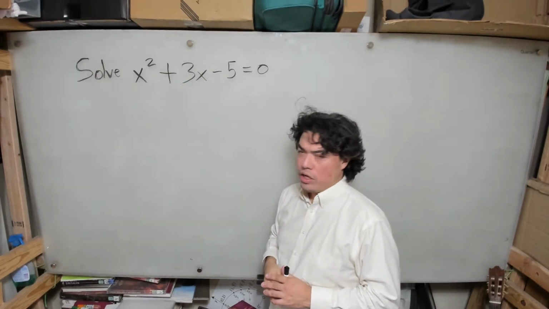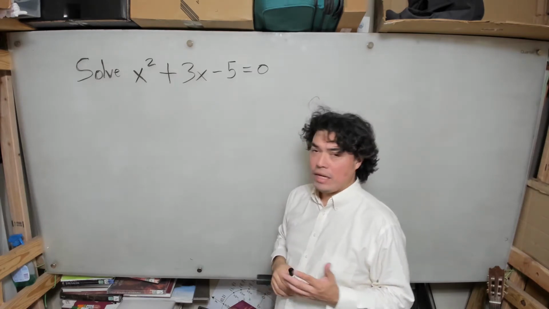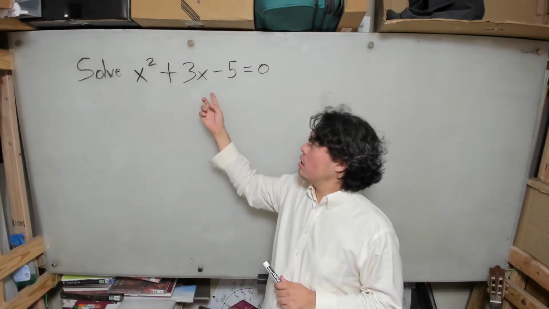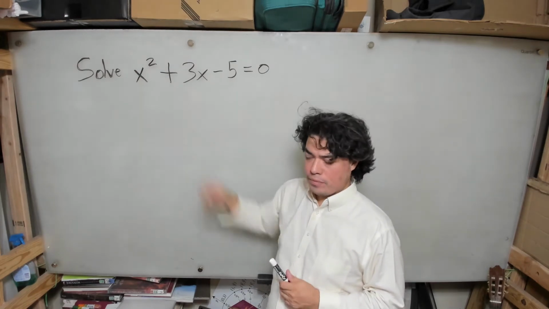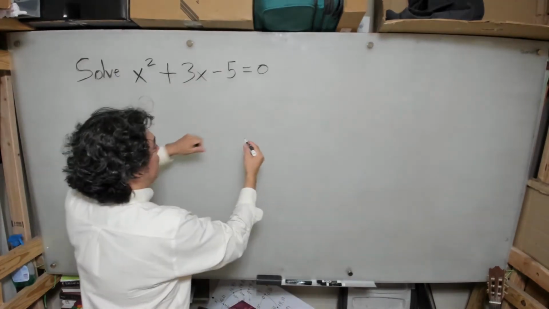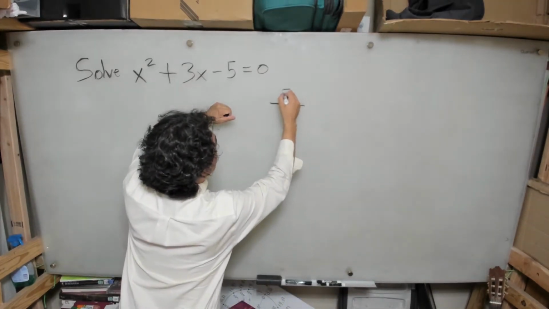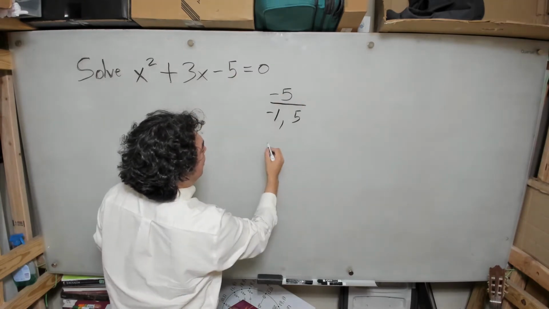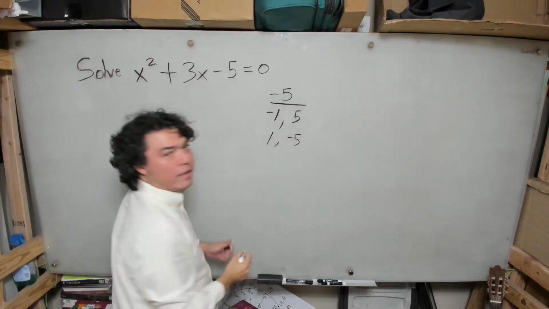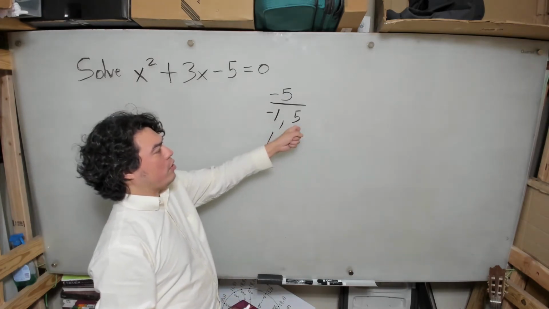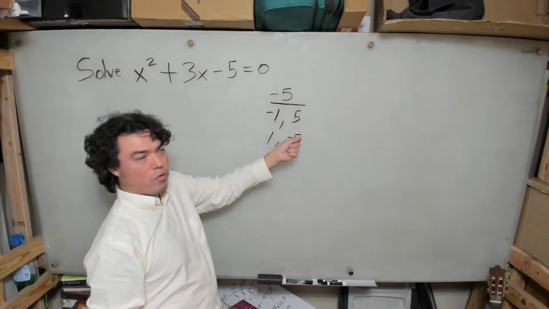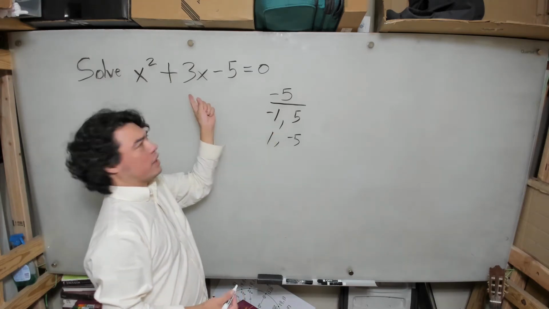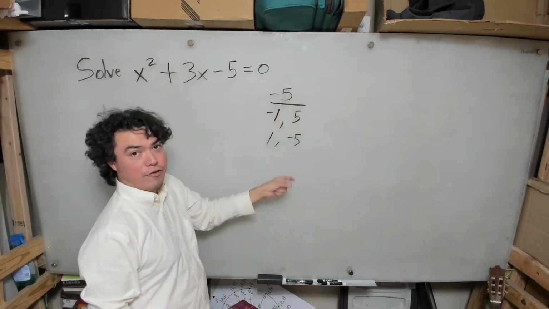if I was going to start by attempting to factor it, I might ask what numbers multiply to give me -5 but add to give me +3. Numbers that multiply to give me -5: so -1 and 5 or 1 and -5. And that's basically it. If we add those, -1 plus 5 is 4. That's not +3. And 1 plus -5 is -4. That's not +3. So we can't factor it.